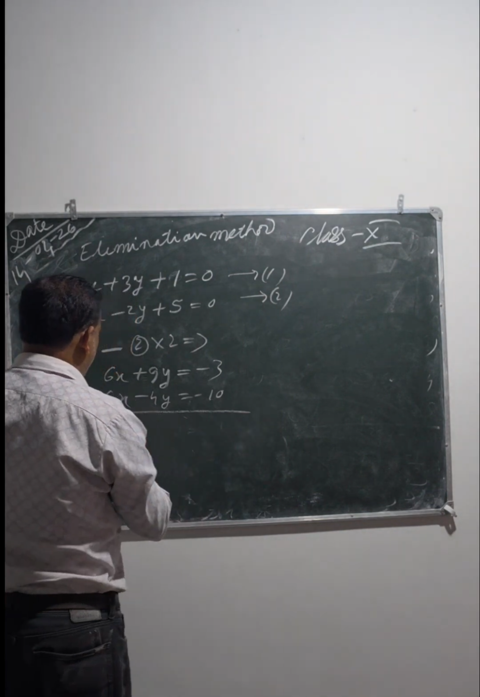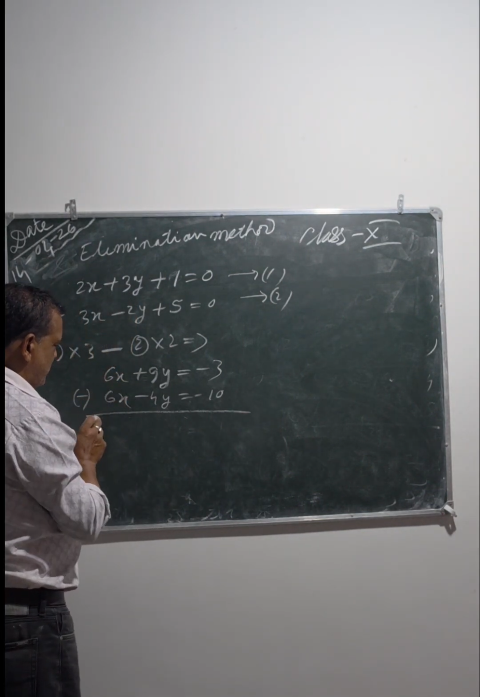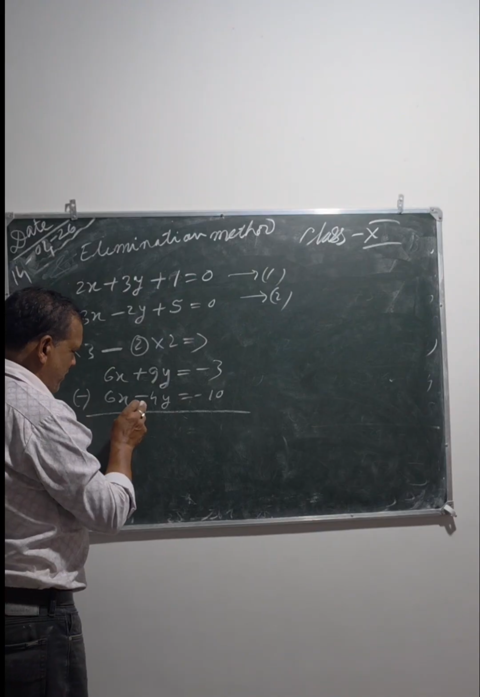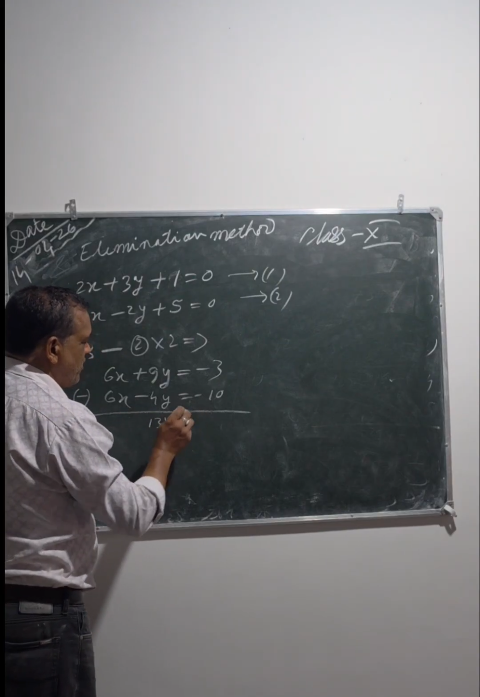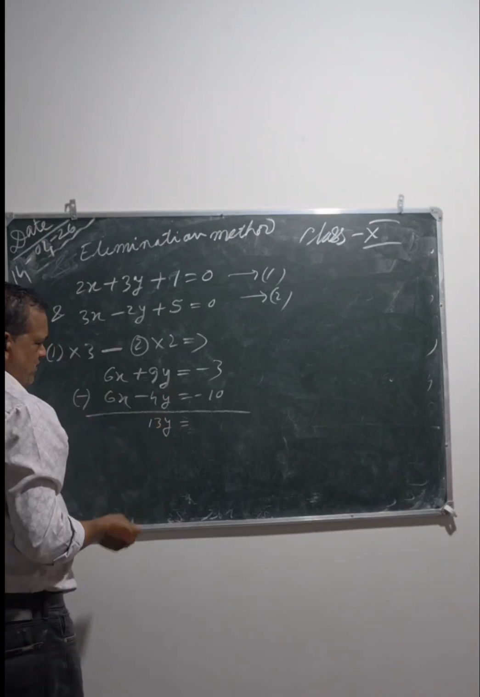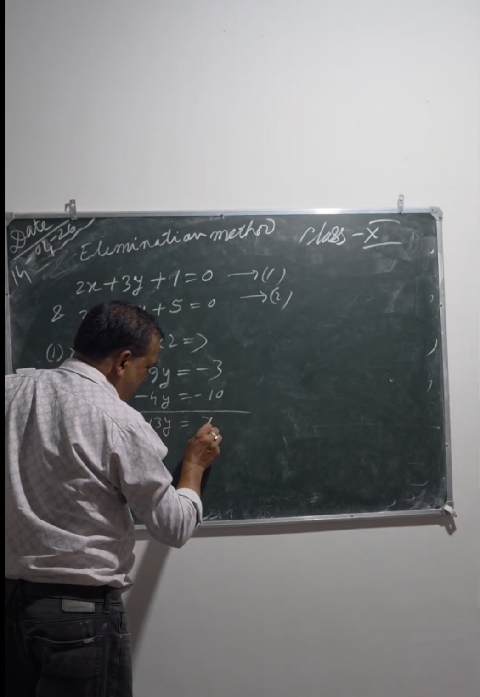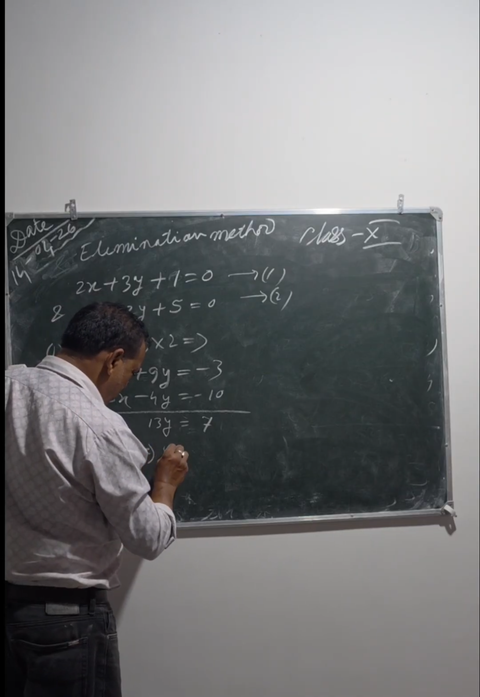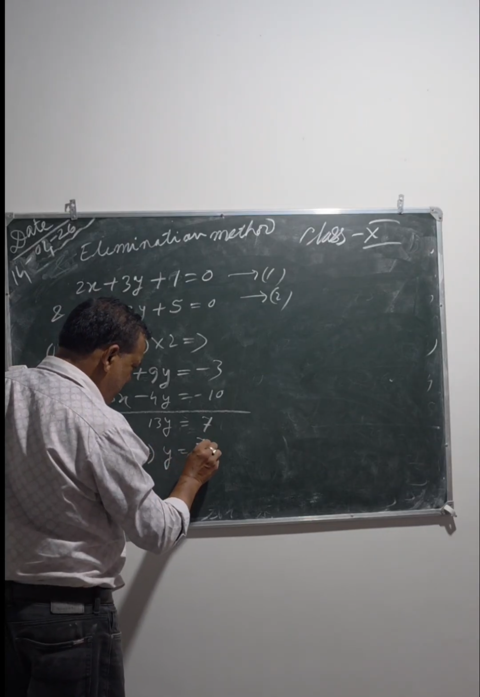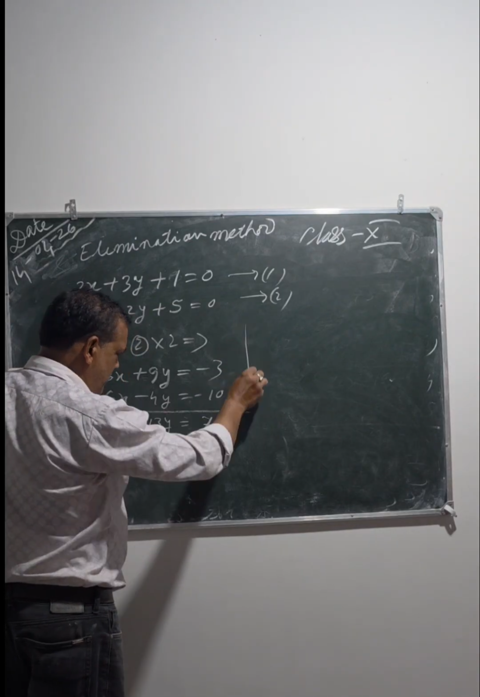So now let us subtract it. The 6x terms with plus minus will cancel, then minus minus plus, so it will be 13y, and here it will be minus minus plus, so 10 minus 3, here it will be plus 7. Then what will be the value of y? Value of y will be 7 divided by 13.